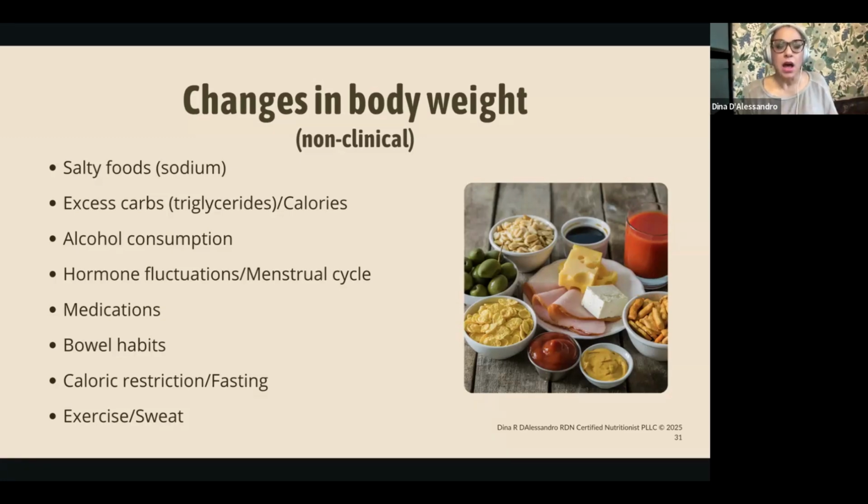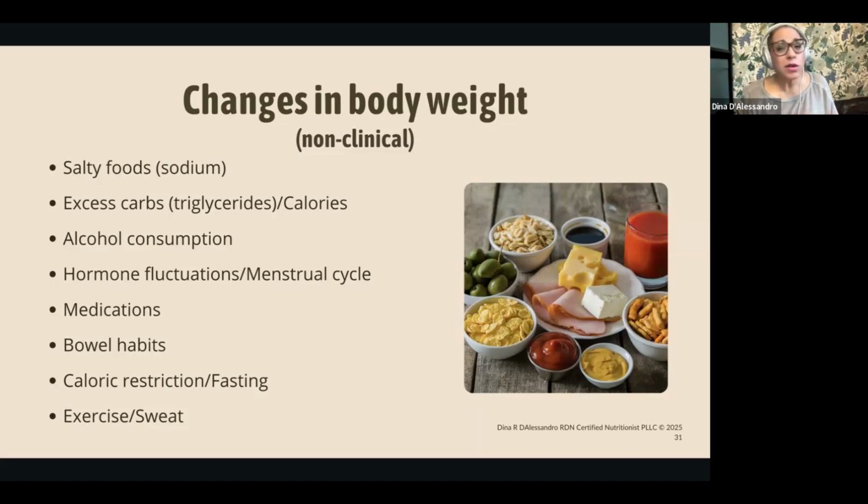Depending on how much alcohol you consume, that can also affect your liver. So that liver weight would technically probably be categorized more in a clinical situation like cirrhosis. But again, you might see shifts in changes in your body weight there. If you are still menstruating or you have any kind of hormonal fluctuations, if you're on medications with side effects that may cause you to gain or lose weight, again, that could be related to your body weight changes too.